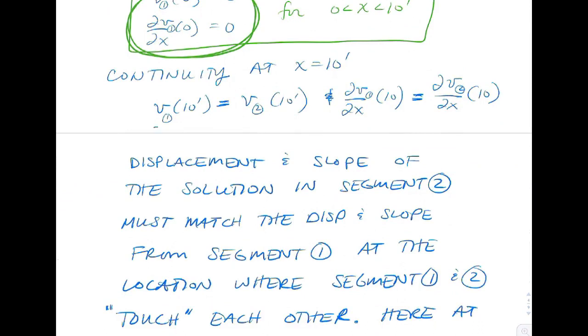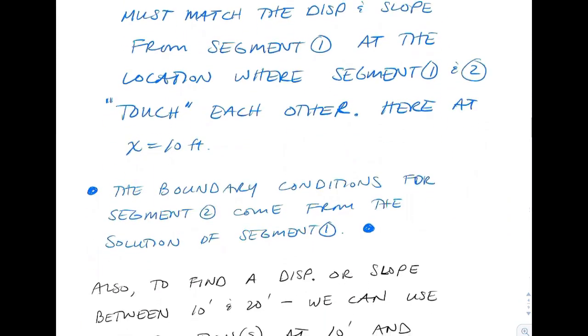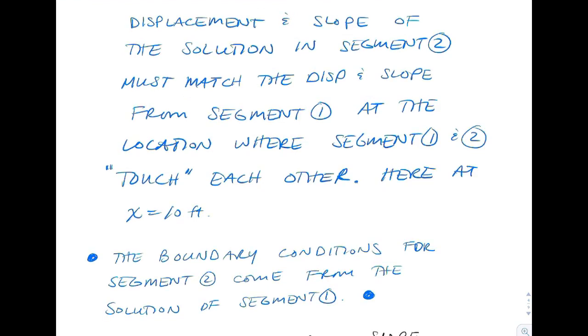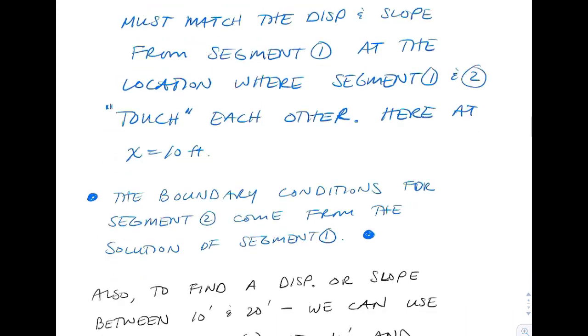So at 10 feet, the deflections in the beam would have to be the same. Our beam has to be in the same location, and the beam would have to have the same slope. And so those would become the boundary conditions. Right? For segment 2, the answer for segment 1 would become those boundary conditions.